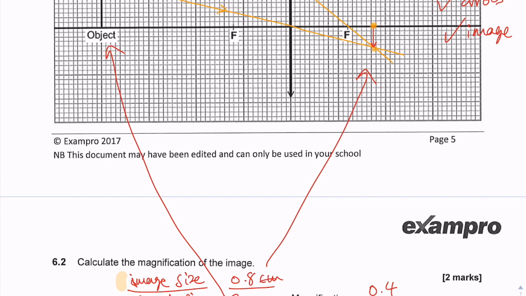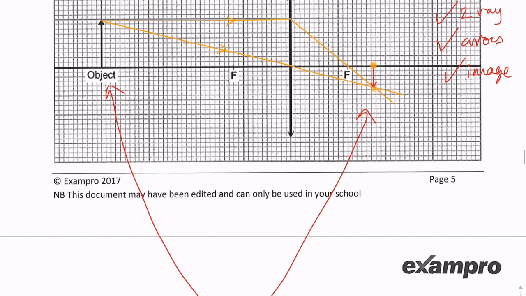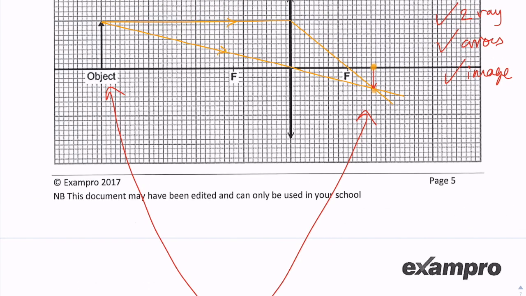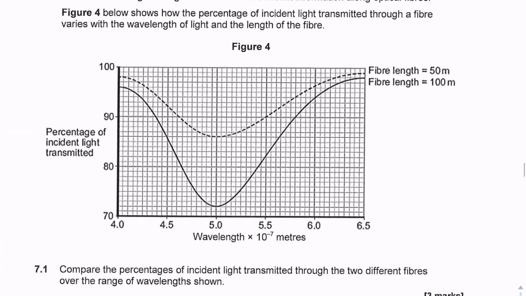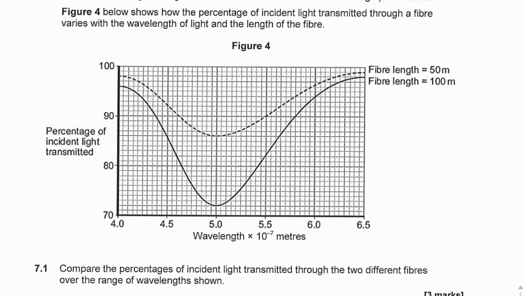Obviously, magnification does not have units because the centimeters cancel out. So you had to measure that. You could have counted the boxes if you wanted to. That would have worked as well. But some people did nothing and just left that blank. It's a bit disappointing. Different wavelengths of light can be used to transmit information along the optical fibers.